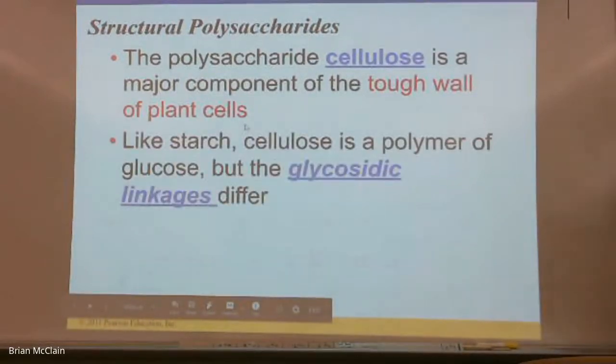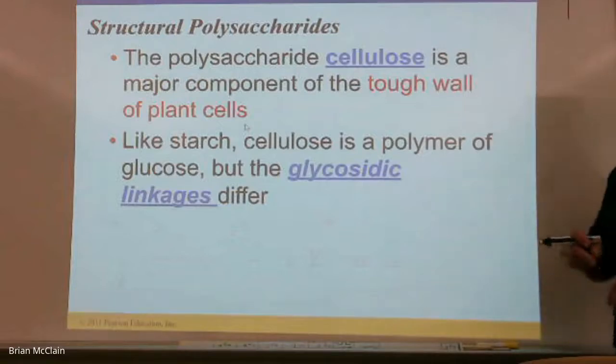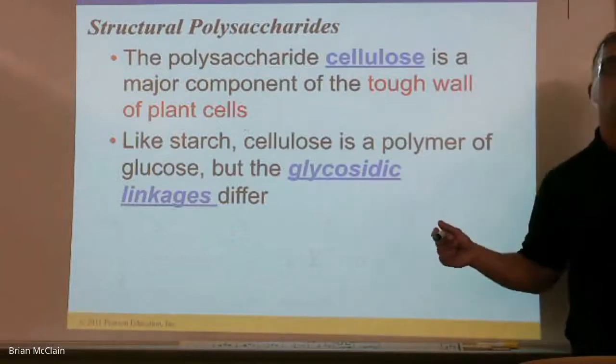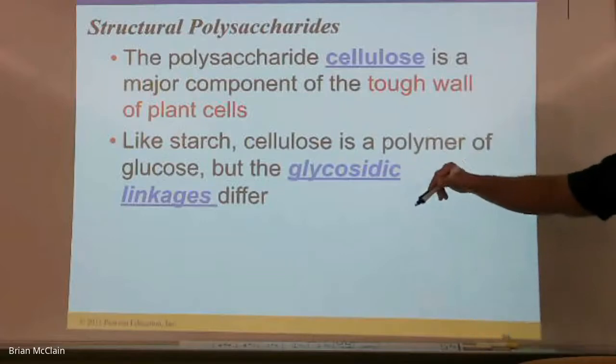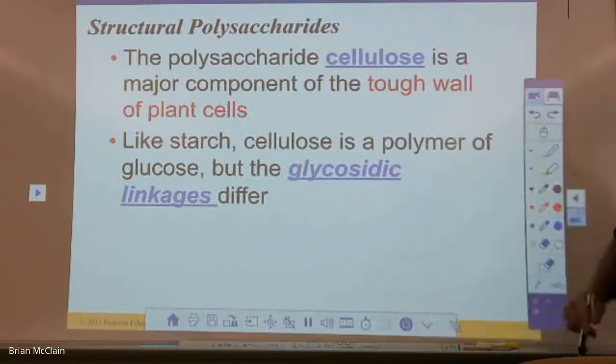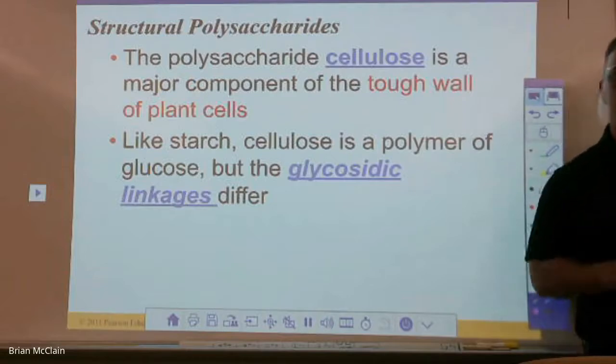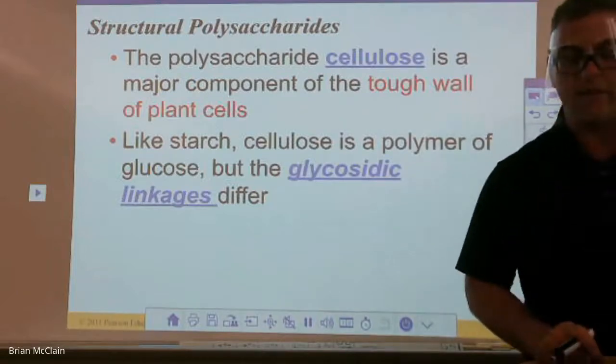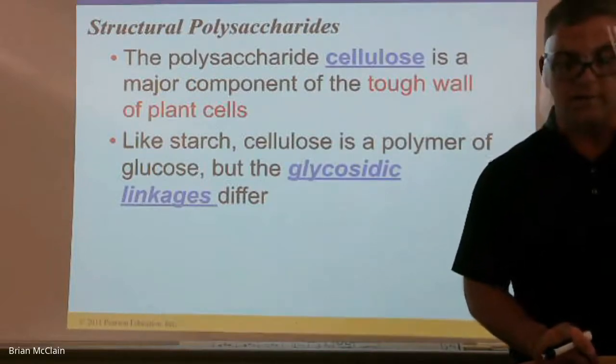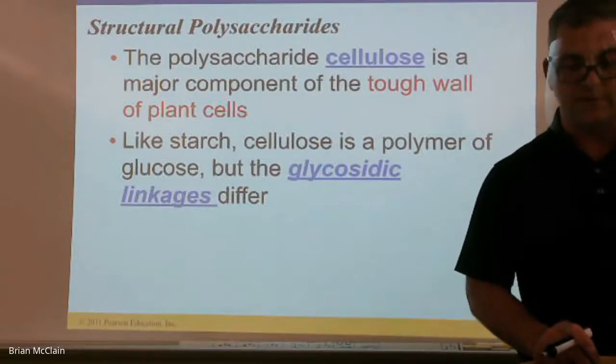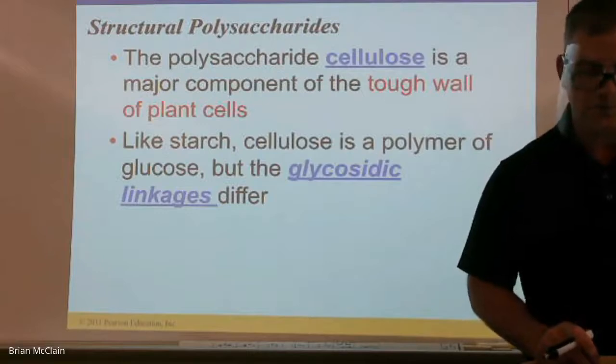But one of the things that we're going to find out is that it has the same raw materials as starch and some of the other sugars that we can metabolize, but the position of those glycosidic bonds are not going to be compatible. So we're not going to be able to easily break these things down, and we're not going to be able to digest it. Okay?